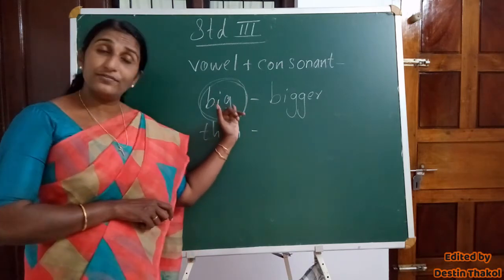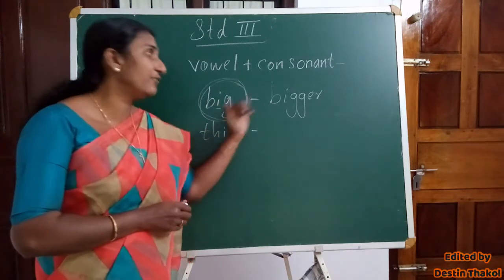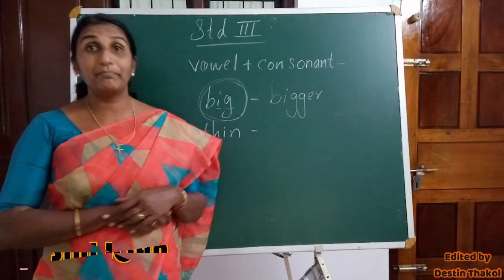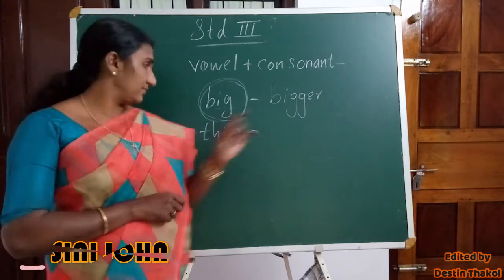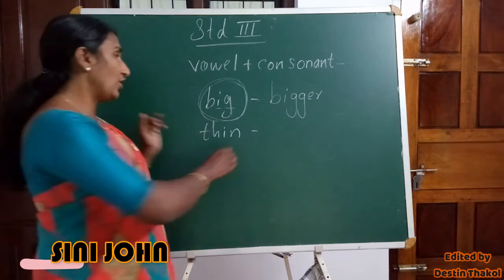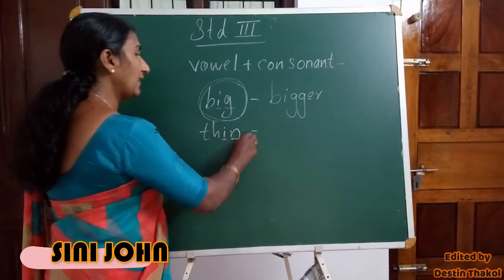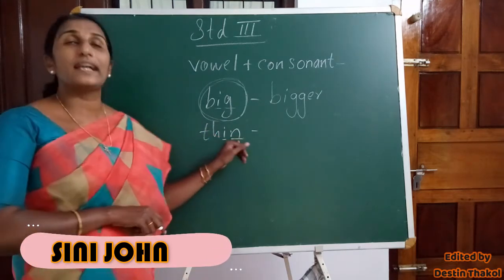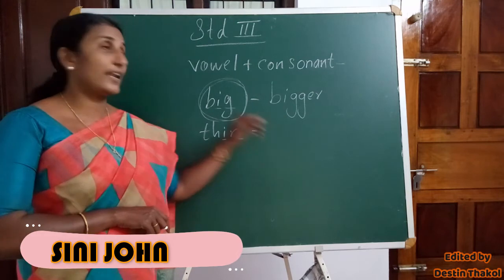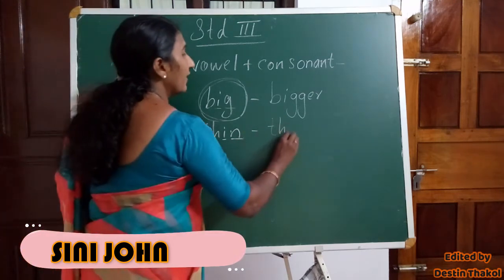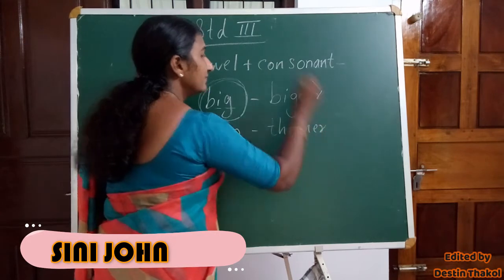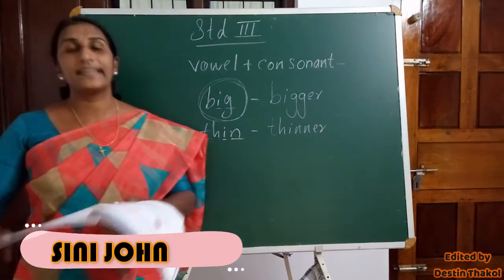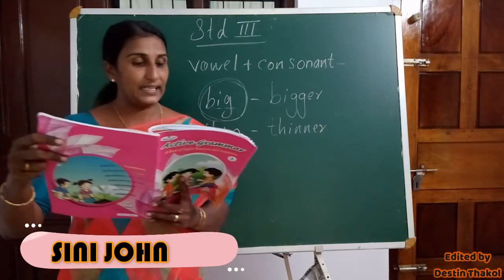In the case of adjectives that end with a vowel and consonant, the last consonant will double and we add er: bigger. The same case here. Here also we can see a vowel and consonant. Thin, T-H-I-N. The consonant will double here: thinner. Okay children, now you can take your textbook, page number 30.